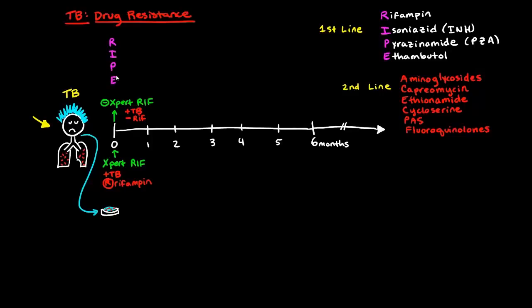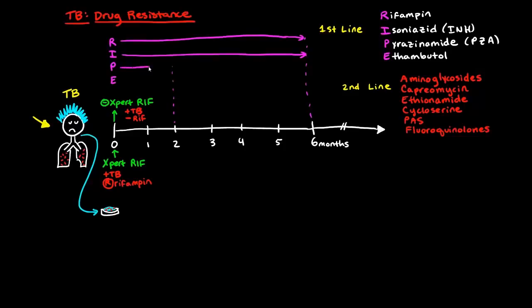The rifampin and isoniazid, or INH, are used for a full 6 months if this turns out to be a sensitive TB bug. So they're both used for 6 months. The pyrazinamide and ethambutol are used for the first 2 months of that 6-month interval. So that's the standard therapy.